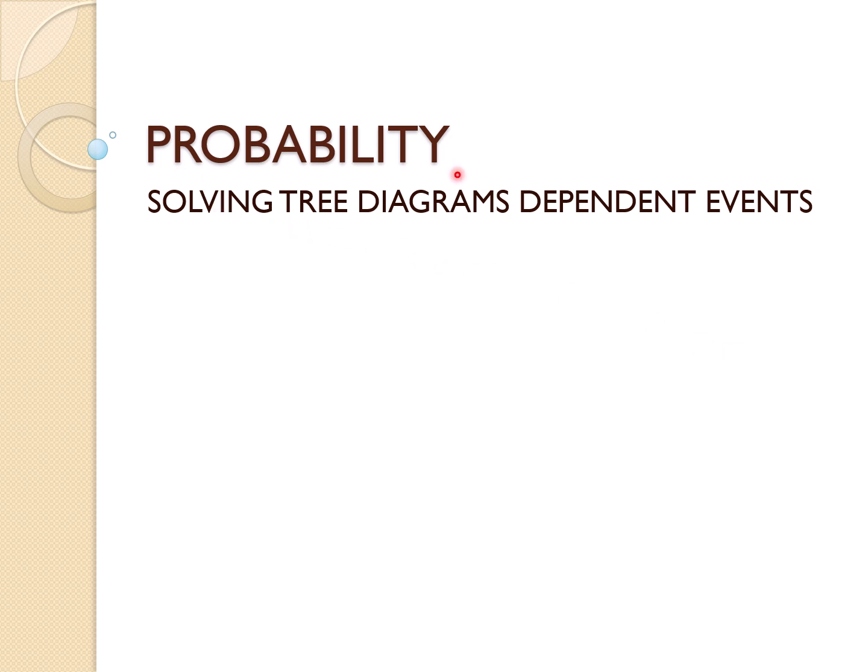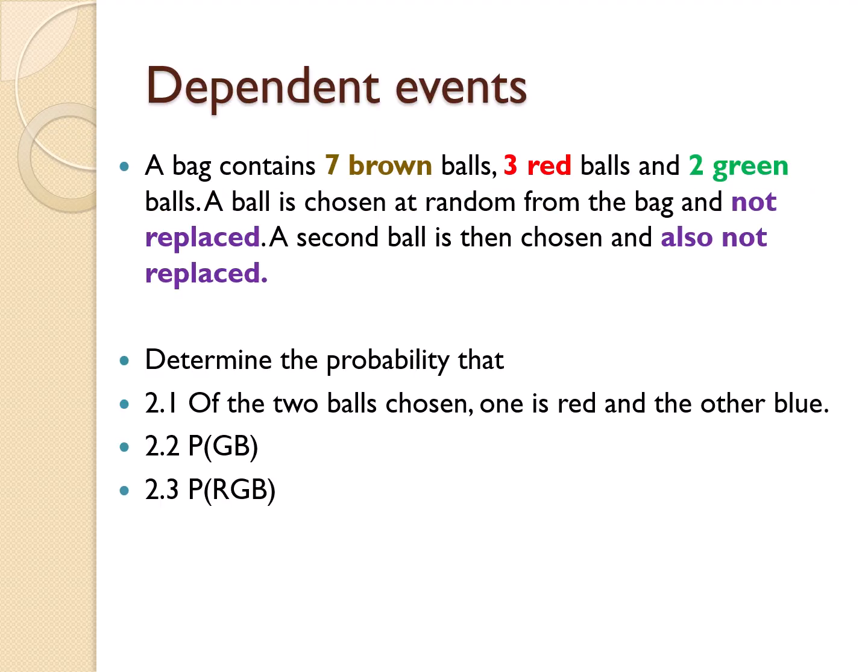I'm Mr. Simons. This probability lesson, we're looking at tree diagrams, but now dependent events. Remember tree diagrams? In the previous lesson I did independent, this one dependent. So they either ask independent, dependent, or sometimes a combination of both. But let's see what I mean with dependent events.